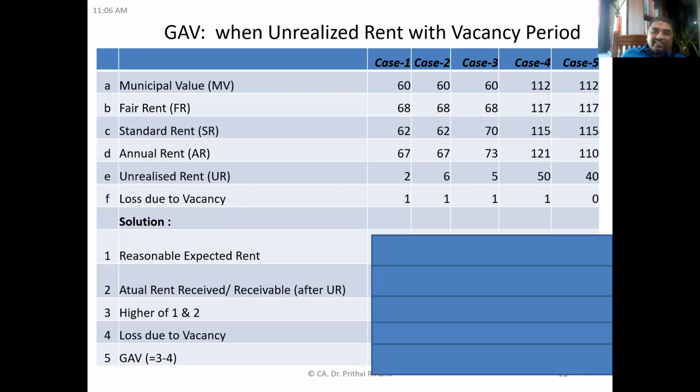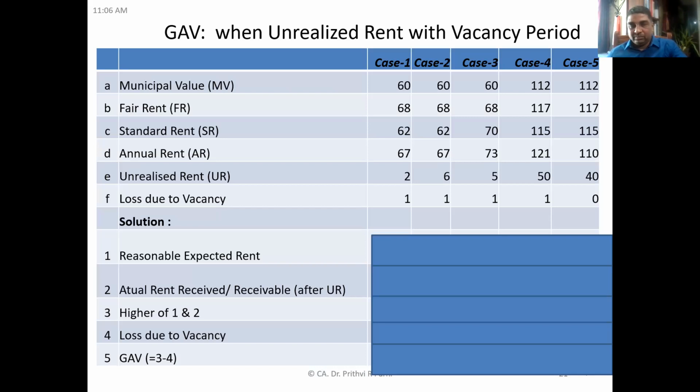First, tell me what is this reasonable expected rent? We'll call it RR, reasonable rent. Reasonable rent is MV or FR, whichever is higher, but subject to a maximum of SR. Tell me first, reasonable rent is how much in all these cases? Please write down the answer directly in the paper. You can take a screenshot of the question, or the video will be uploaded. You can refer to this question later on also.